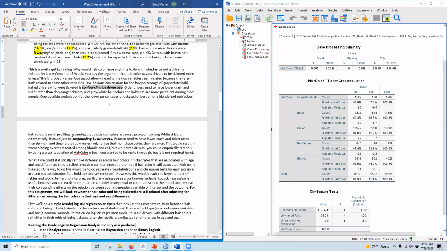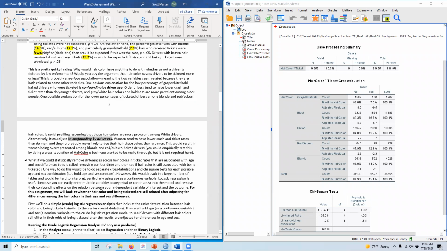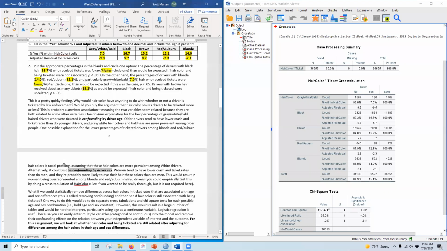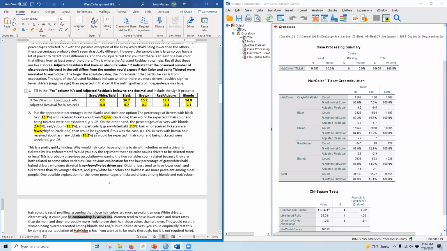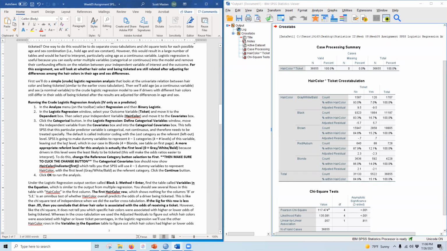Could be. So maybe it's confounding by sex that makes it look like these variables are related. It's just age and sex confounding. Who knows? But we're going to test it eventually. We're going to do an analysis where we remove differences in your odds of getting a ticket associated with age and sex, and then still see is hair color associated with your odds of getting a ticket. Okay, but the first thing we're going to do is a crude logistic regression analysis.